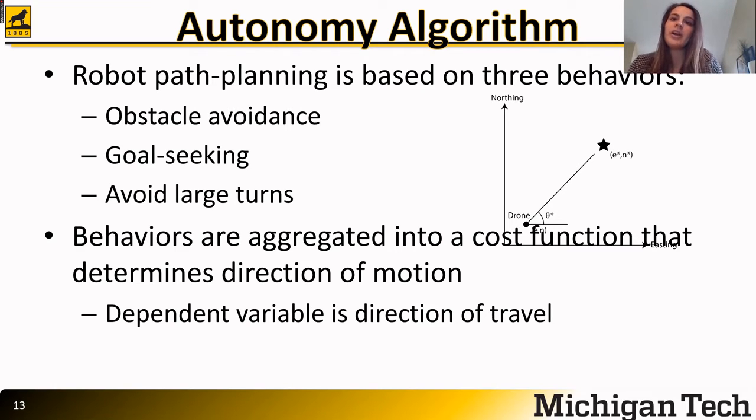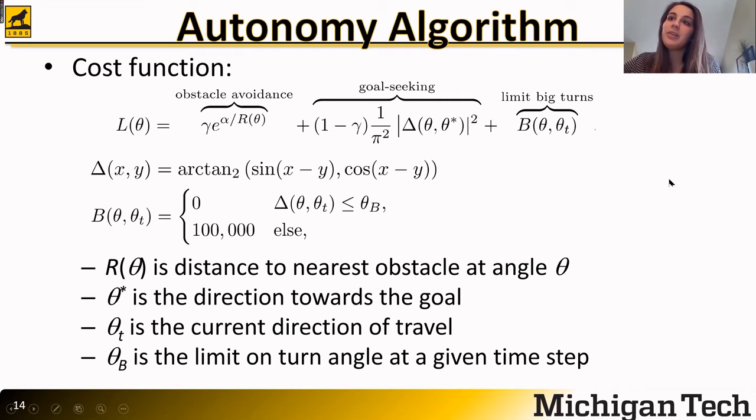These behaviors are aggregated into a cost function that determines the direction of motion, and the dependent variable is the direction of travel. So looking more specifically into this algorithm, we have our 3 different sections that are added together: our obstacle avoidance, goal seeking, and a limit on big turns. So r theta is the distance to the nearest obstacle at angle theta. Theta with an asterisk is the direction towards the goal. Theta t is the current direction of travel, and theta b is the limit on turn angle at a given time step.